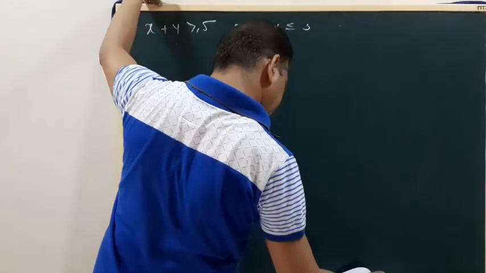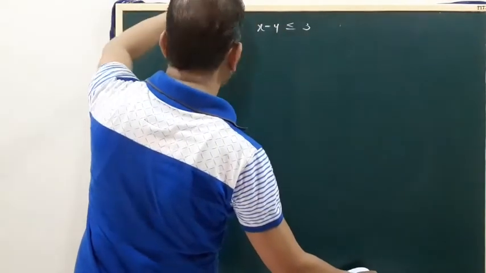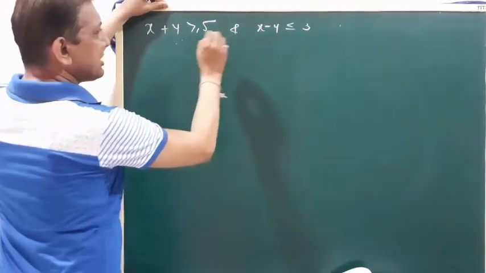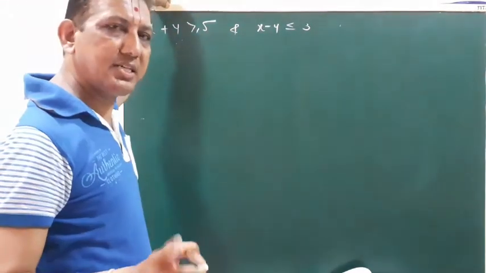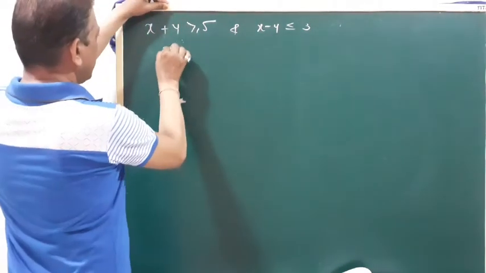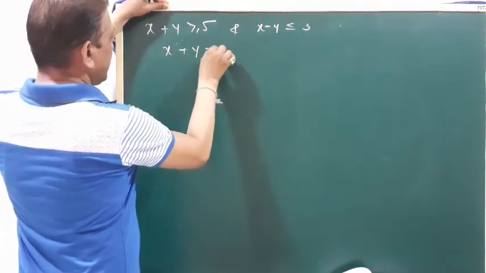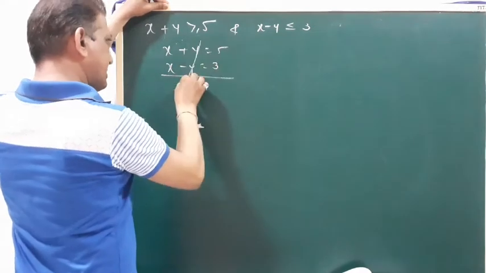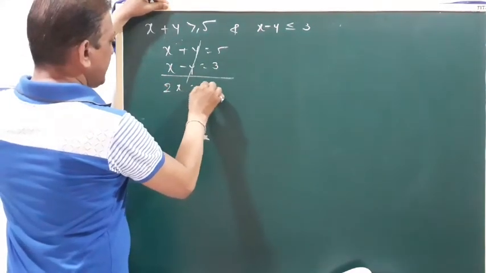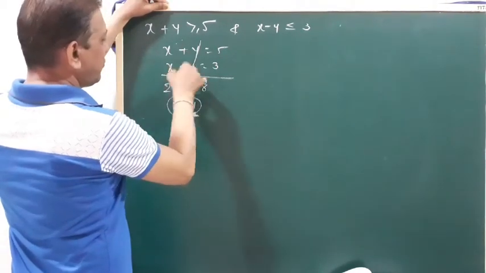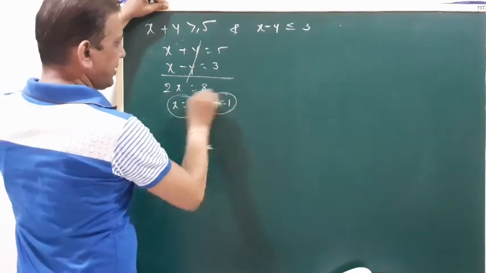X plus y greater than or equal to 5 and x minus y less than or equal to 3. First we solve both equations by the standard elimination method. X plus y equals 5, x minus y equals 3. Cancel y: 2x equals 8, x equals 4. Now put x equal to 4, so y equals 1.